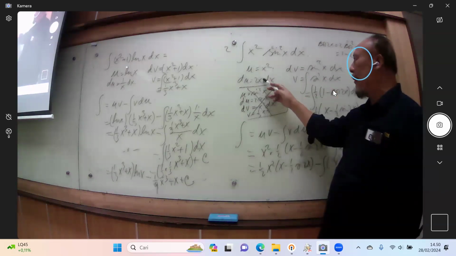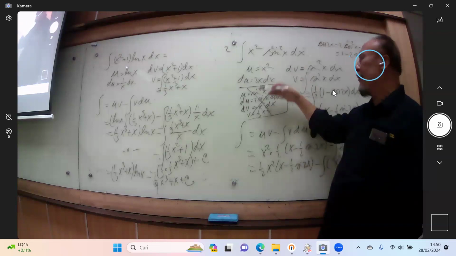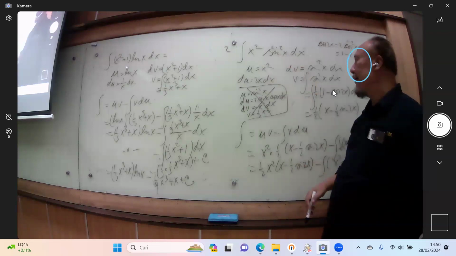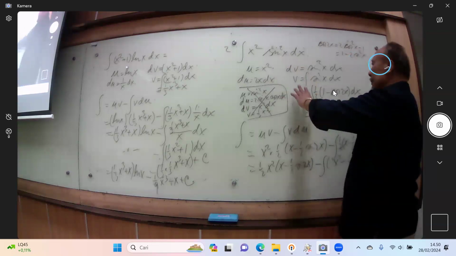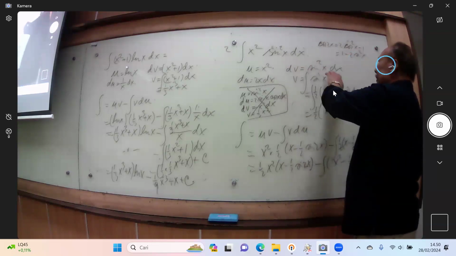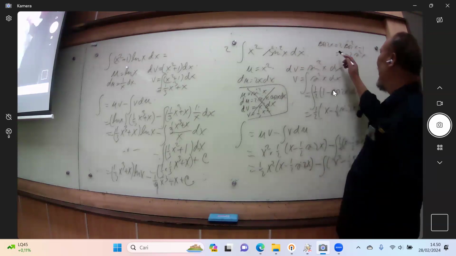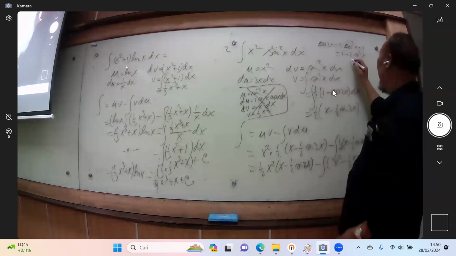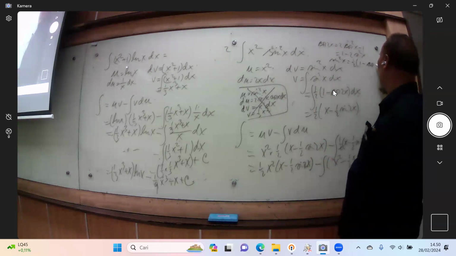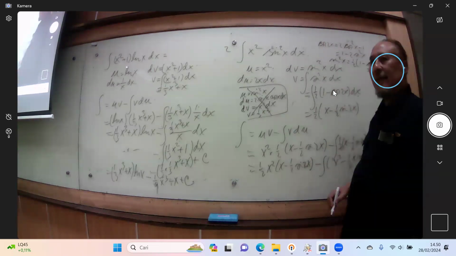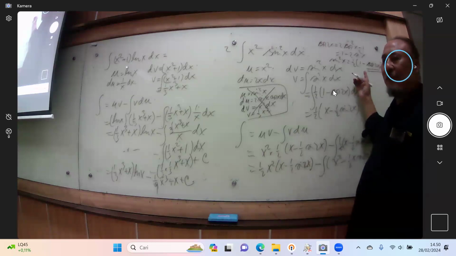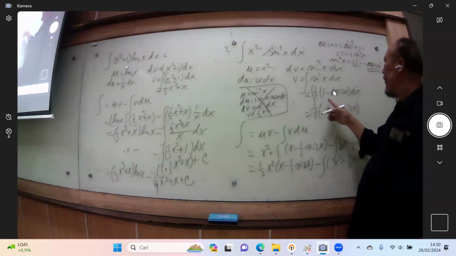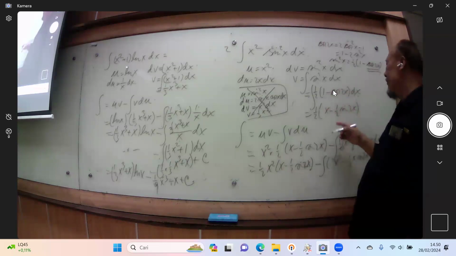Sorry, the power of x is lower than before, from 2 to 1. And this one, dv is sine squared x dx, we can also use the same formula as before. So sine squared x equals half of 1 minus cos 2x. Then the power becomes 1. Even this one is 2x, it's no different. We just halve. Yeah, it's a half sine 2x.